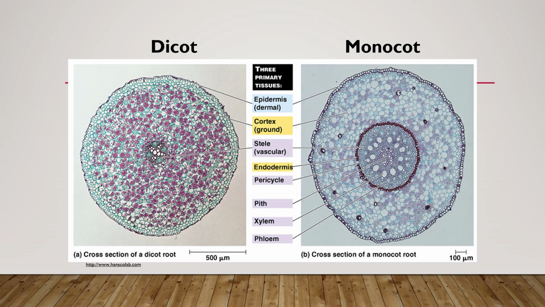Okay, here's just a comparison of a monocot root versus a dicot root. They both have the epidermis, of course. Here's the cortex, the pith, the xylem, and the phloem. And you can see with the xylem and the phloem, they're scattered like they are on a stem, on a monocot.